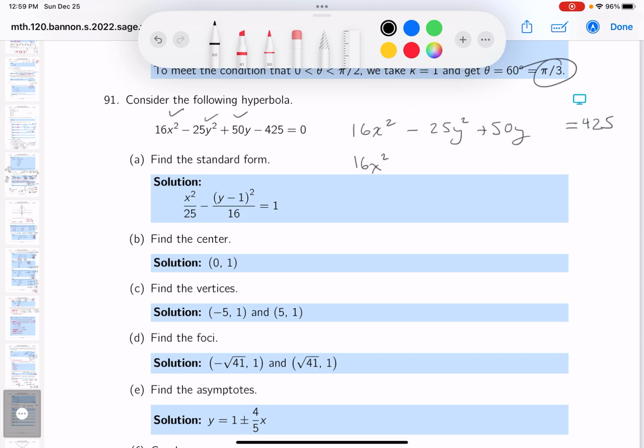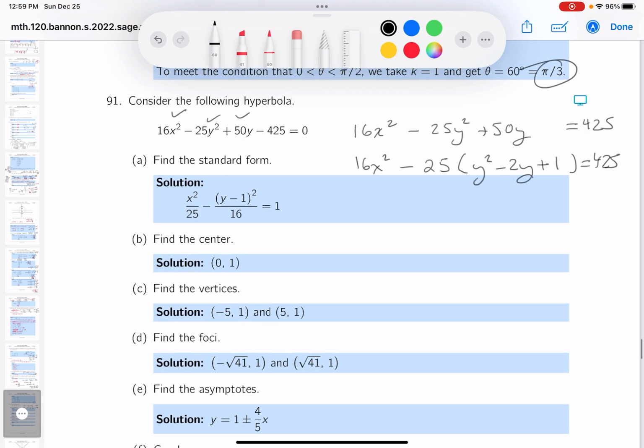16x squared, I'm going to factor out a 25, or minus 25 I should say. Y squared minus 2y equals 425. Complete the square, plus 1. Now if I do that, I'm actually subtracting 25, so I need to do that from both sides. What do you have here? 16x squared minus 25 times y minus 1 squared equals 400.